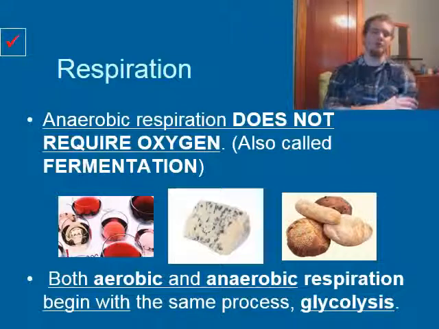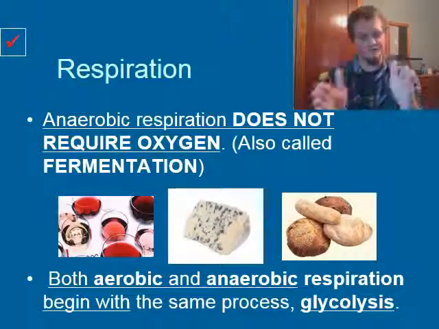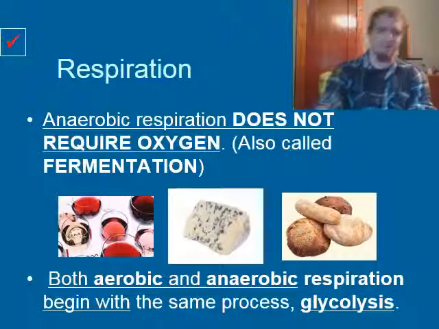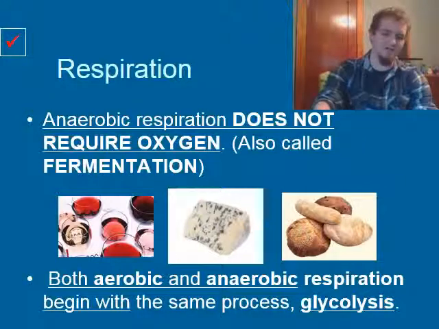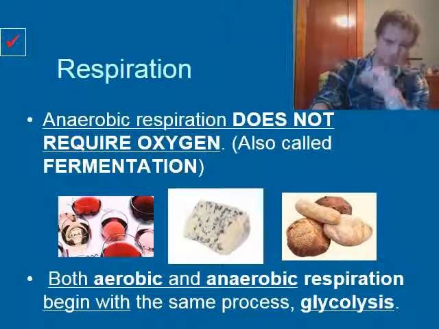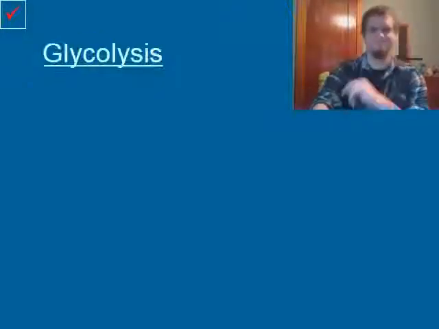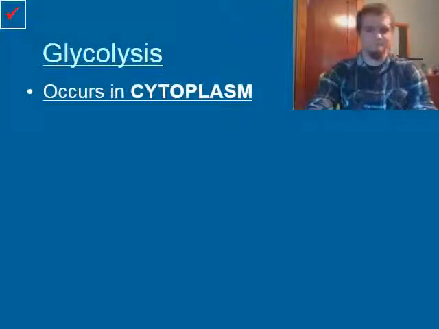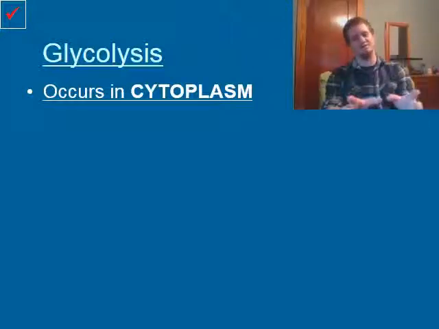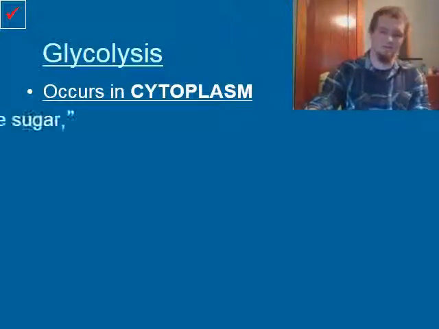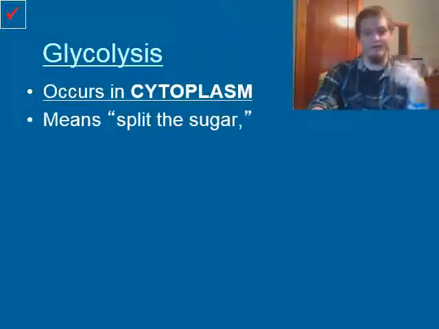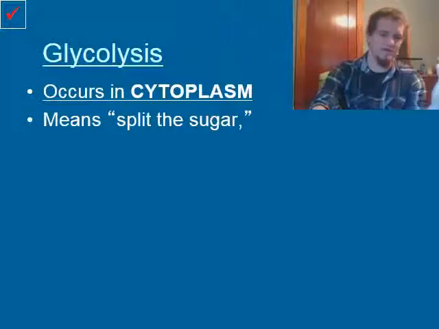So both aerobic and anaerobic respiration begin with the first step, or the same process, known as glycolysis. So let's go ahead and figure out what exactly this means. Although if you break apart the name, glycolysis, I'm pretty sure you can figure it out. So glycolysis. This occurs inside of the cytoplasm, or the jello-like substance that keeps everything inside the cell. It literally means to split the sugar. So glyco meaning sugar, and lysis meaning to split or to break.